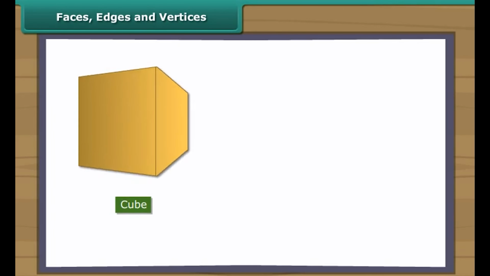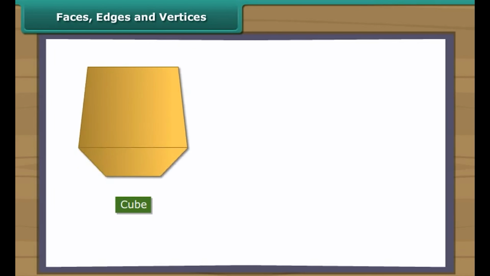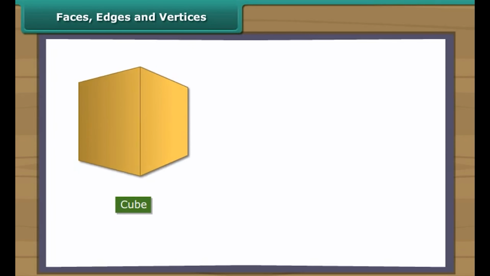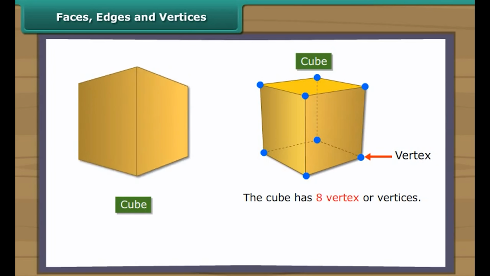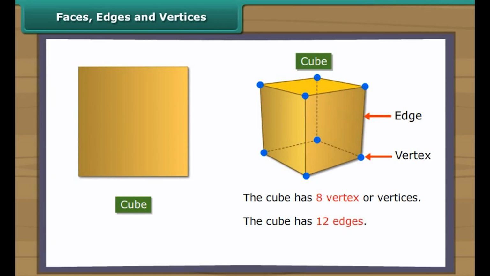Hey students, look at me, what I got for you. A cube. A cube is a special kind of cuboid whose length, breadth, and height are equal. A vertex or vertices is a point where two or more straight lines meet. An edge is a line segment that joins two vertices. A face is any of the plane or curved surface of a solid object.